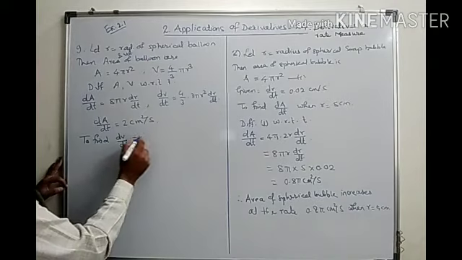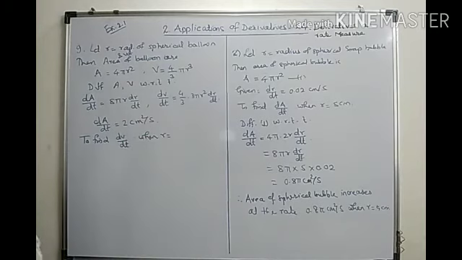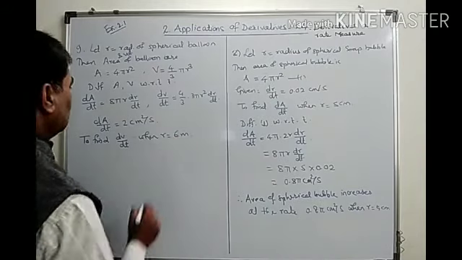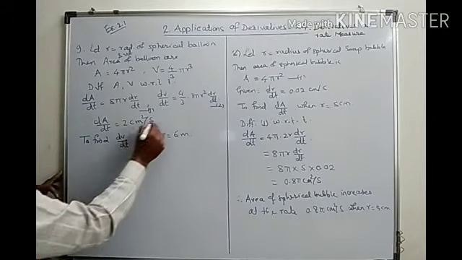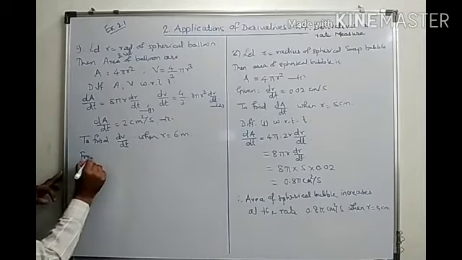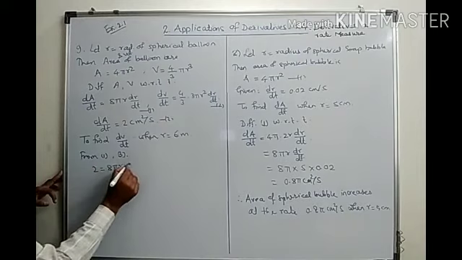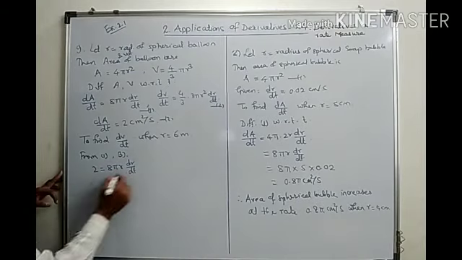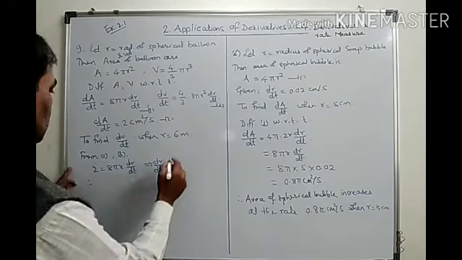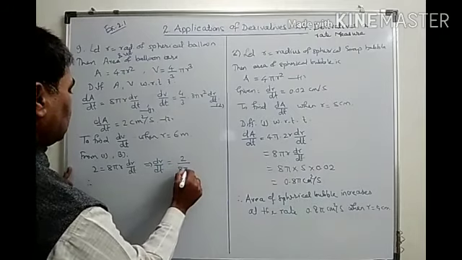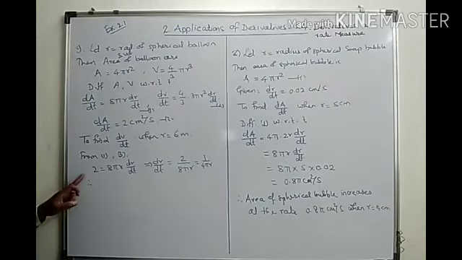So this is 1, this is 2, and this is 3. From 1 and 3 we get 2 is equal to 8 pi r dr by dt, therefore dr by dt is equal to 2 upon 8 pi r, which is nothing but 1 by 4 pi r. Okay, this is 4.